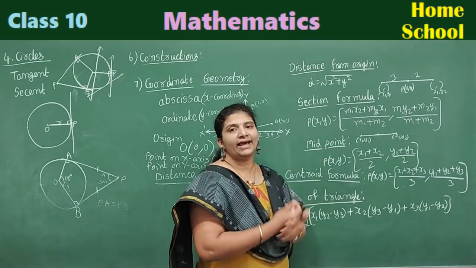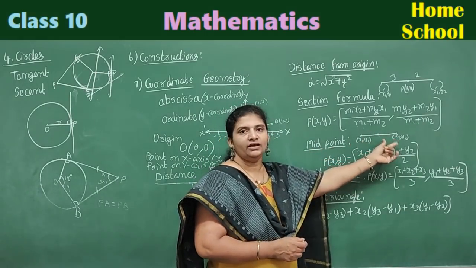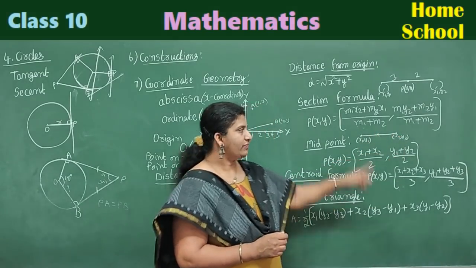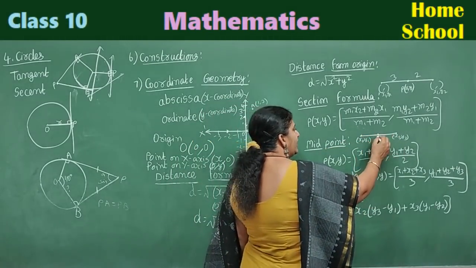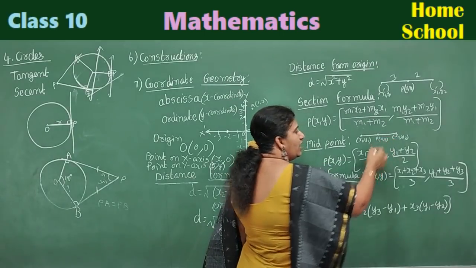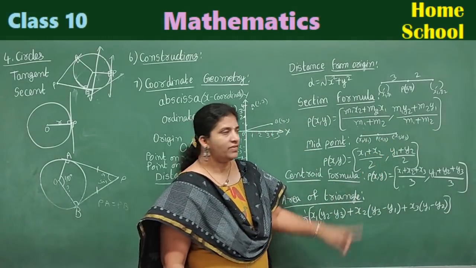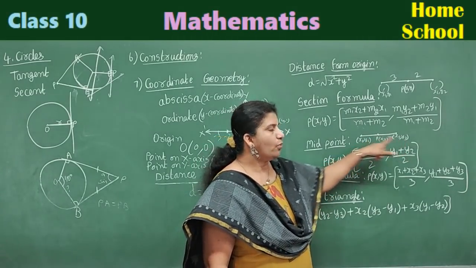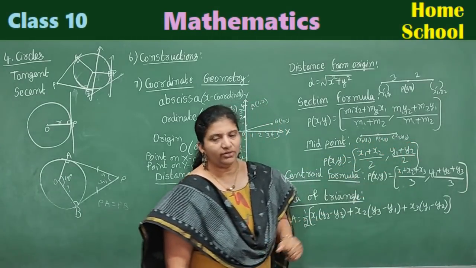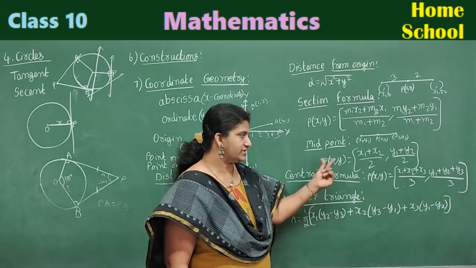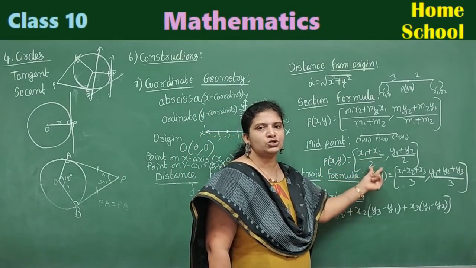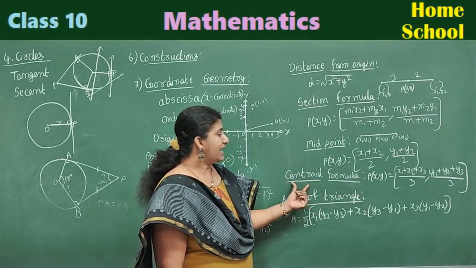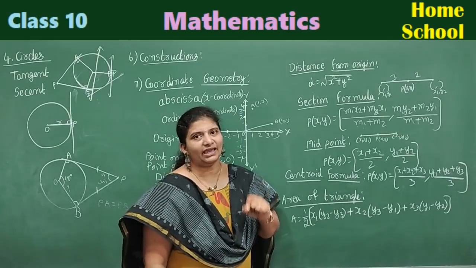Midpoint, how we are going to calculate, children? In a line segment, if the end coordinates are x1, y1, x2, y2. Midpoint, let me give the coordinate as P(x, y). How do you get x, y value? X coordinates add and divide by 2, comma, y coordinates add and divide by 2. That is P(x, y) is equal to (x1 plus x2) by 2, comma, (y1 plus y2) by 2.